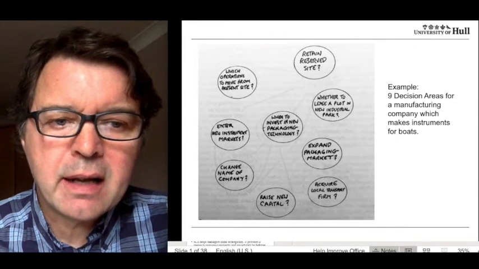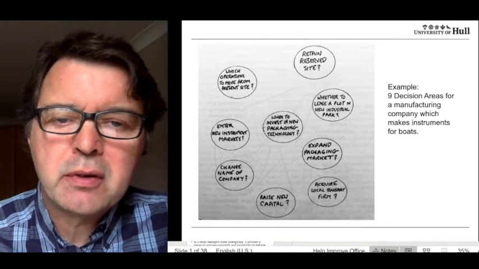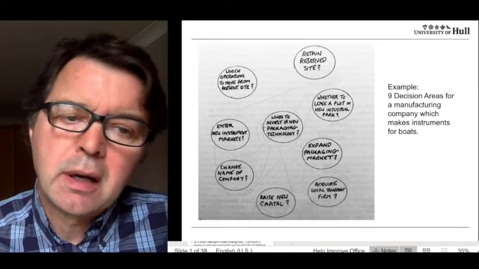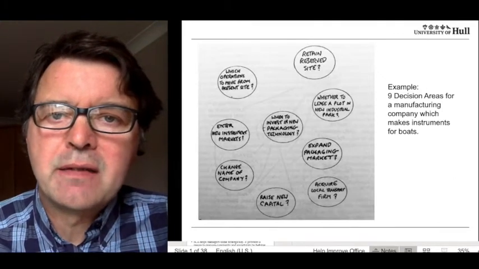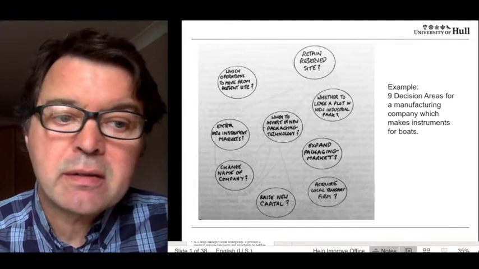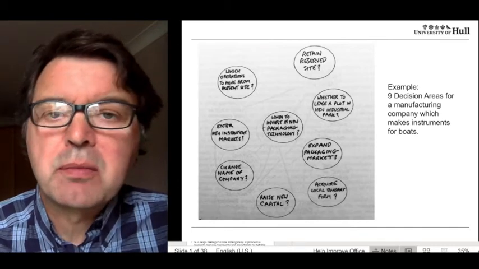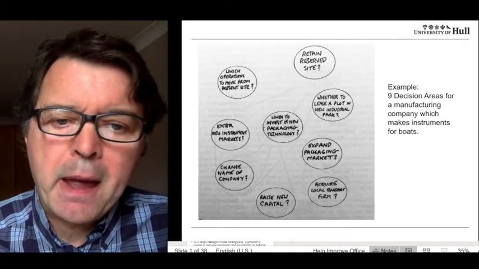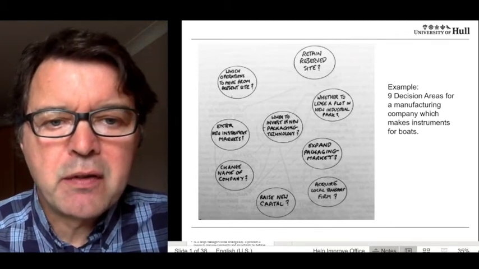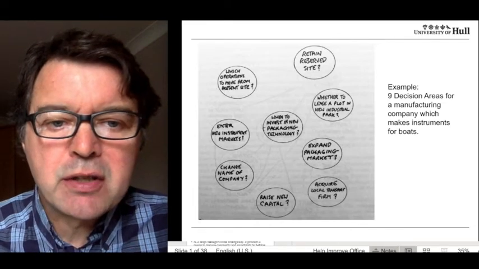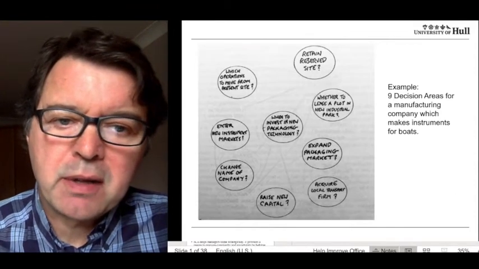Now let's take a relatively straightforward example. This is a manufacturing example, just to keep things fairly tangible. In this particular organization, they've identified 9 decision areas. This is a manufacturing company that makes instruments for boats, and let's go through the decision areas systematically. We've got retain reserved site. That's relatively straightforward.